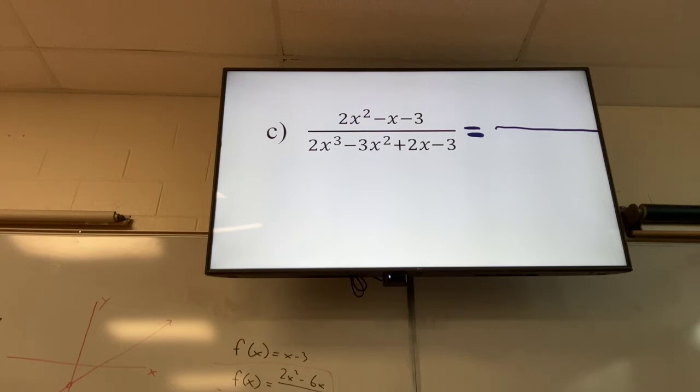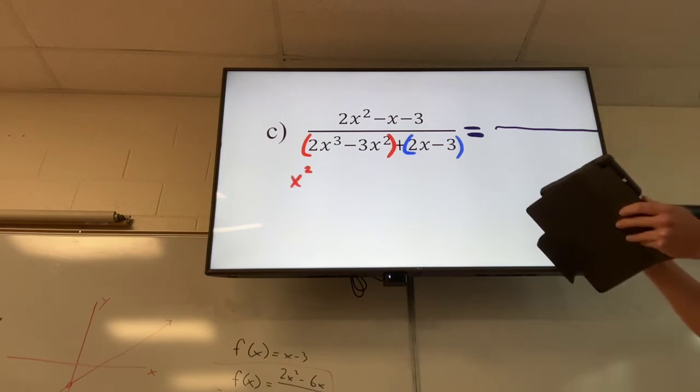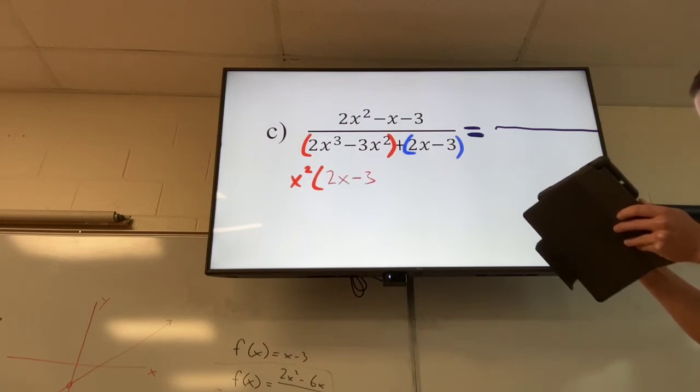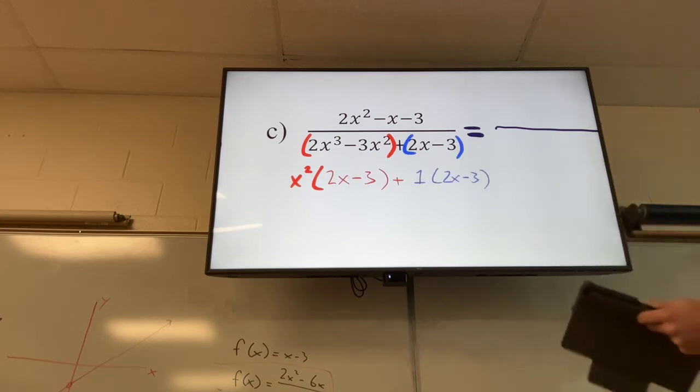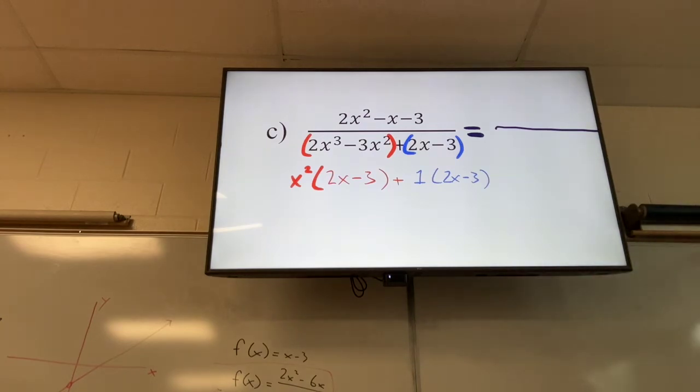Okay, so let's group. I'm going to draw red parentheses around the first two terms, and blue parentheses around the third and fourth terms. What can I pull out of that red parentheses? X squared. Yeah, I can pull x squared out of there. What can I pull out of the blue? Can't pull anything out, right? So 1 times 2x minus 3. Then what's my final answer?